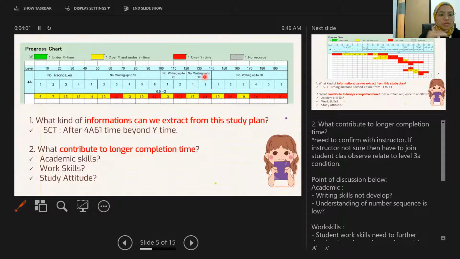Okay, so my next question is, what contributes to the longer completion time? Is the pencil holding the reason why it took longer towards the end? Among the 3 skills, academic skills, word skills, and study attitude, is there any other skill that contributes to the longer completion time? Focus lah. Student's focus.